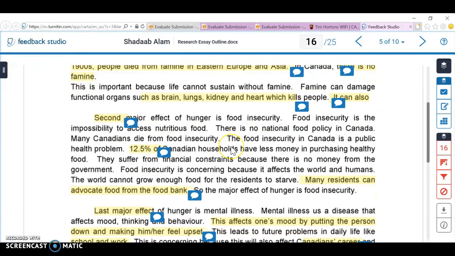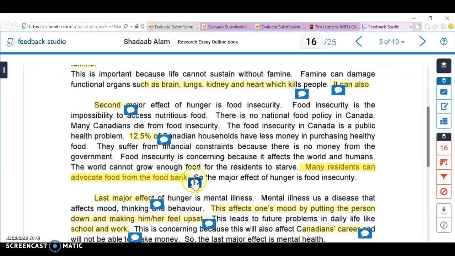The second major effect, I scored 3.75 out of 5. I found this paragraph to be a lot stronger. Again, I want to know where your sources are. So I know that you did not create the statistic 12.5%. You read it somewhere. I want to know where you read it from. You show me that by putting in an in-text citation.